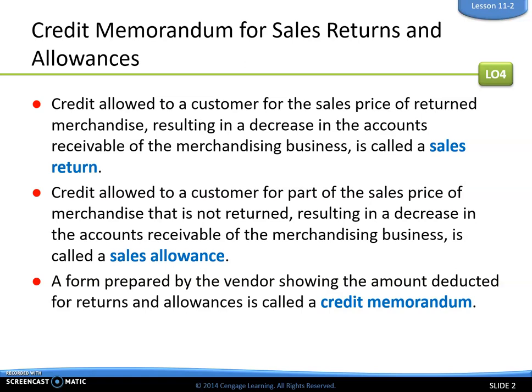So really with our purchases, returns, and allowances, that was when we were returning goods to our accounts payable, our vendor. Now, when we look at this, the sales returns and allowances, that's when we have a customer coming to us and they're returning part of the merchandise that we sold, or they're returning all of the merchandise that we sold to them.